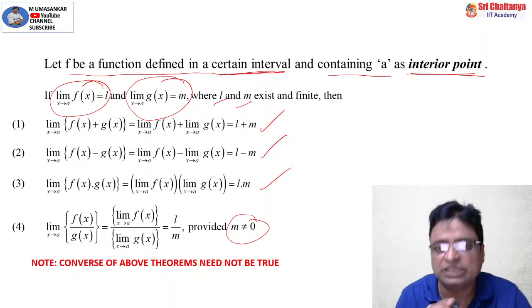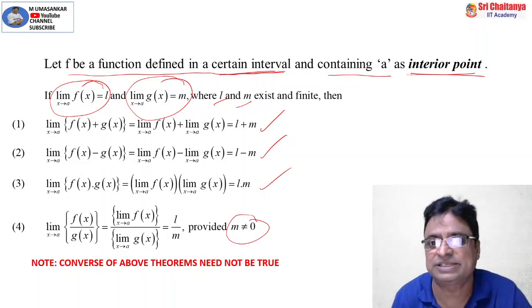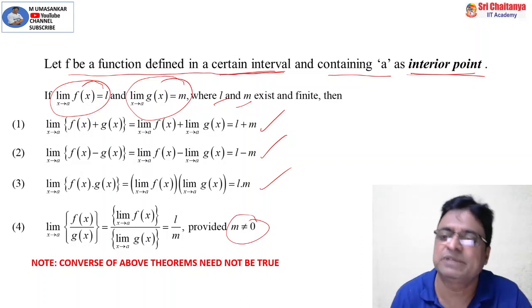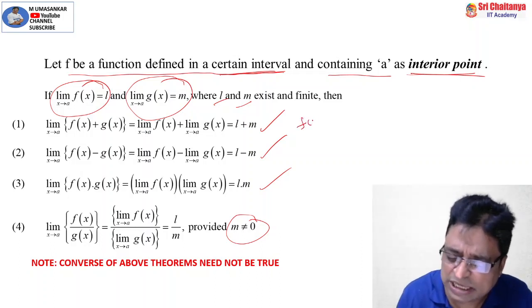Again, the converse of the third one also holds: though the product exists, if either of the two limits need not exist, even then the product of the limits must exist. For that, here I am giving small examples.